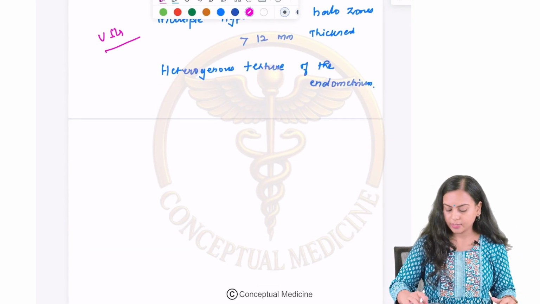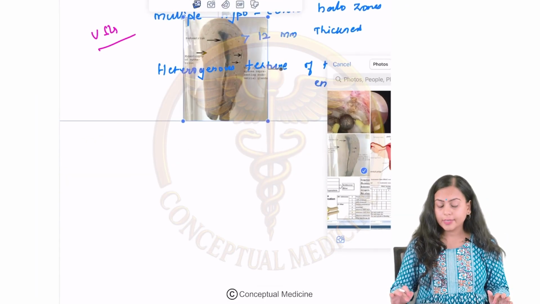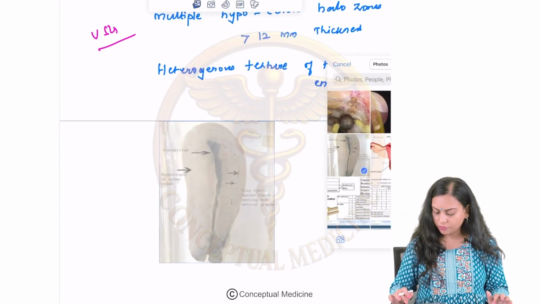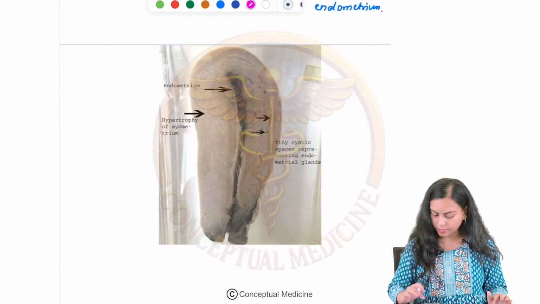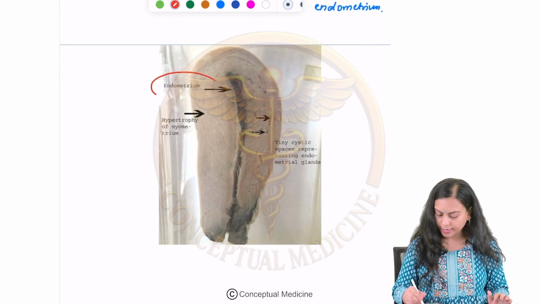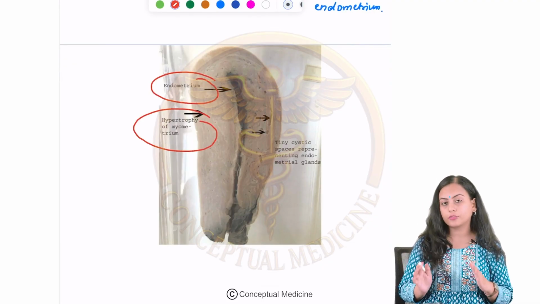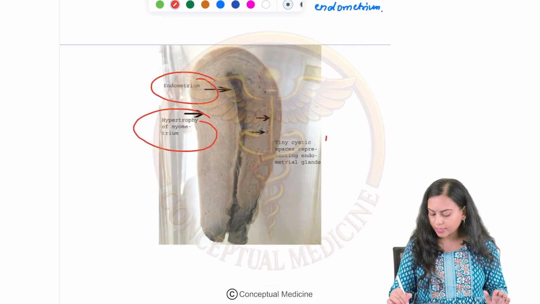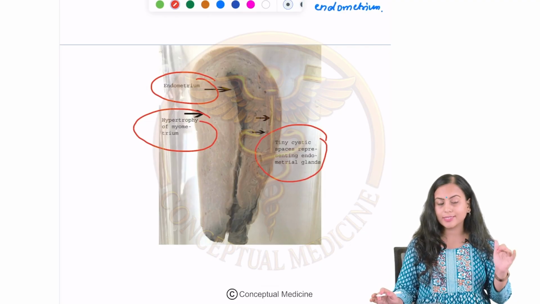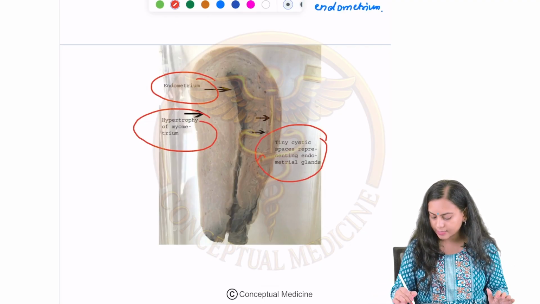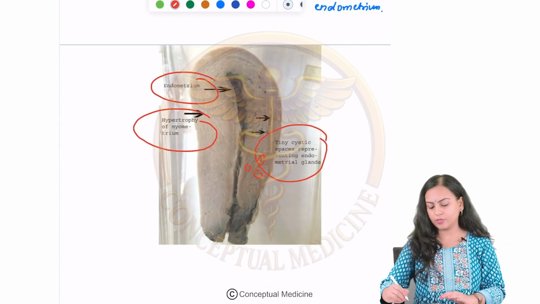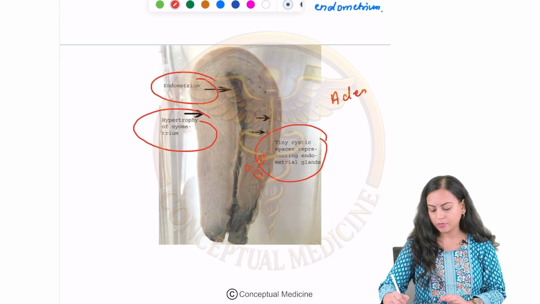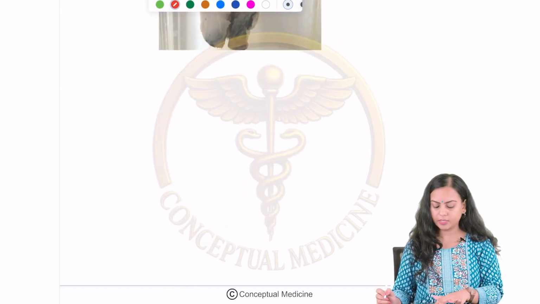Clear? Right. Now, let me show you a specimen of adenomyosis. This is a specimen of adenomyosis where you are able to see the endometrium and there is hypertrophy of the myometrium, and there are many tiny cystic spaces. These tiny cystic spaces are representing the endometrial glands. So this is an adenomyotic uterus. Clear? Right.